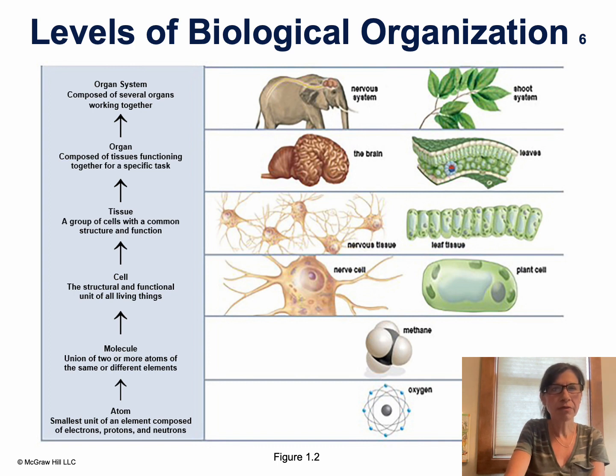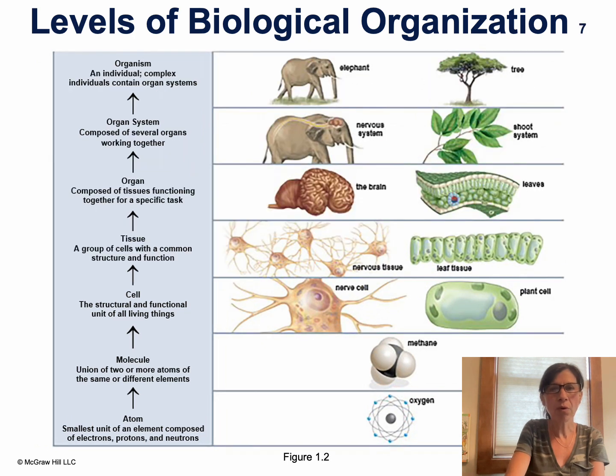And if we put the different systems of the organism together, we get the whole organism. So humans have a respiratory system, nervous system, reproductive system, endocrine system. Those all come together to form us. All the systems in the tree come together to form the tree.